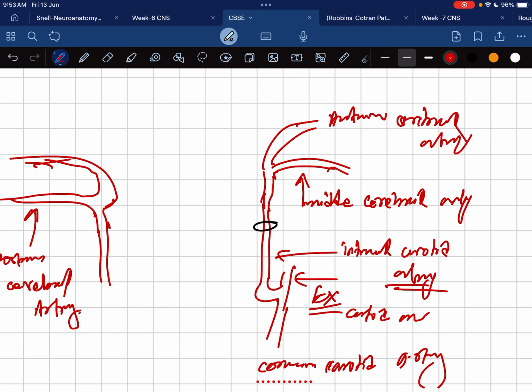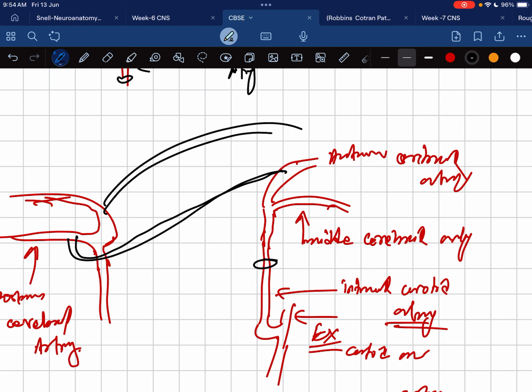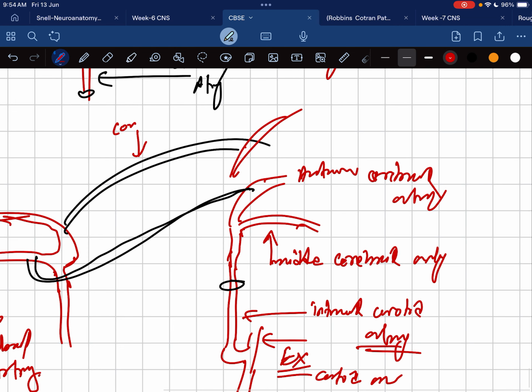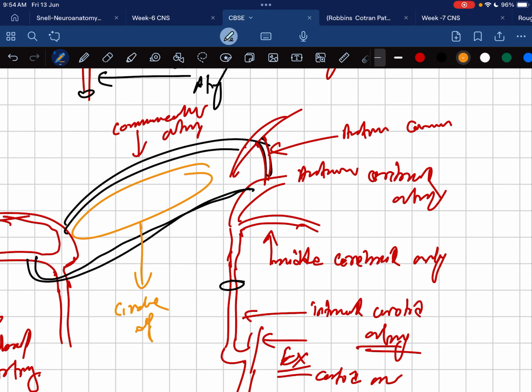This anterior cerebral artery communicates with the posterior cerebral artery through the communicating artery. This is a communicating artery, and on both sides, left and right anterior cerebral arteries communicate through the anterior communicating artery and form a circle. This is known as the circle of Willis.